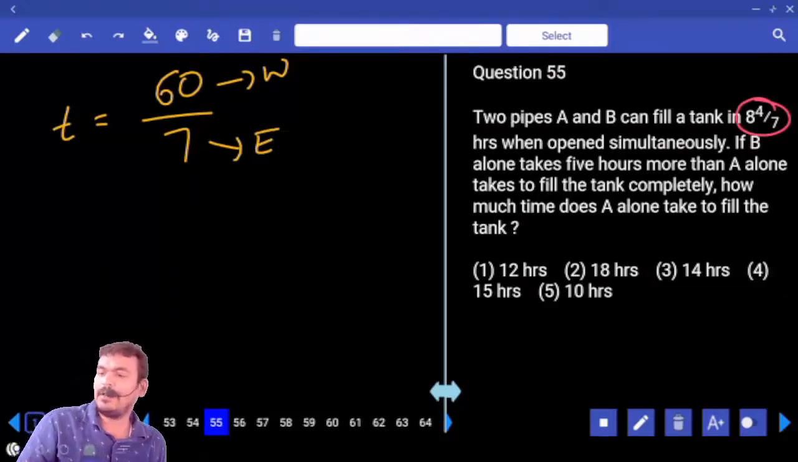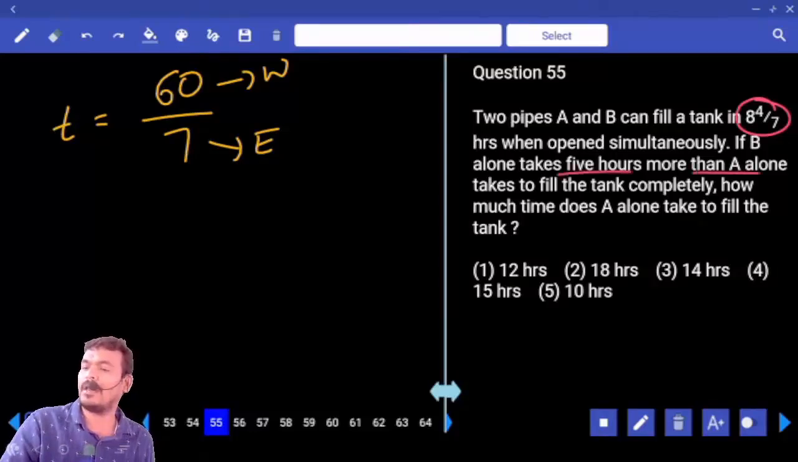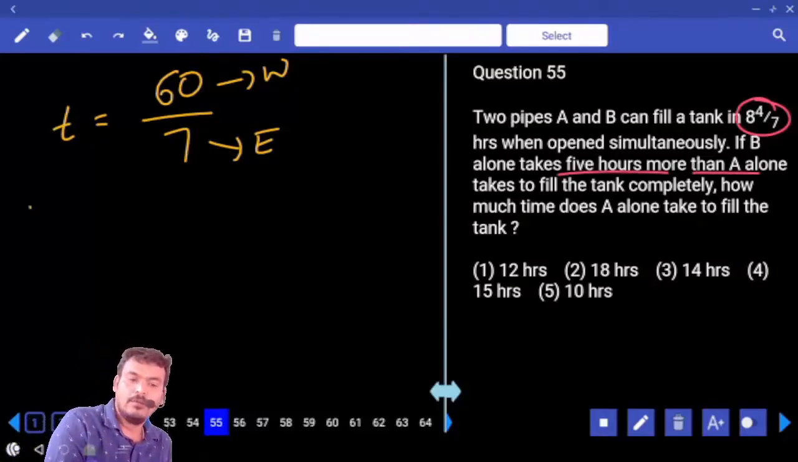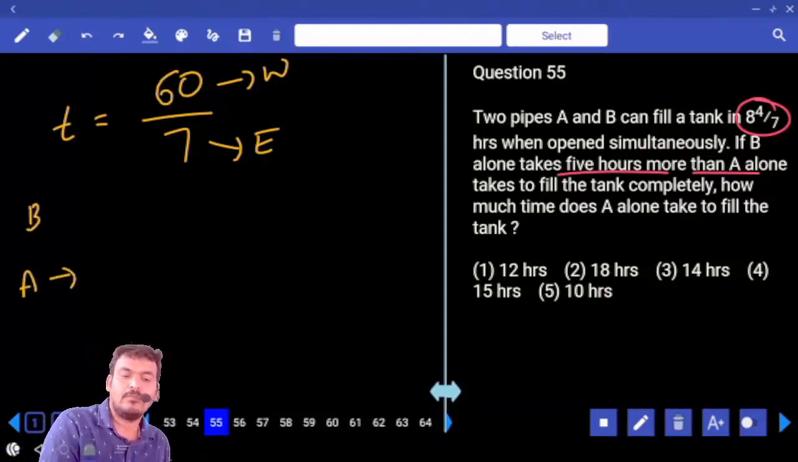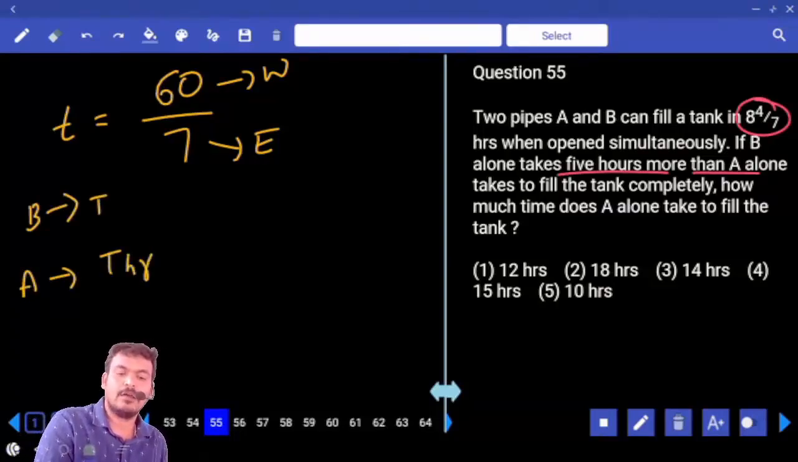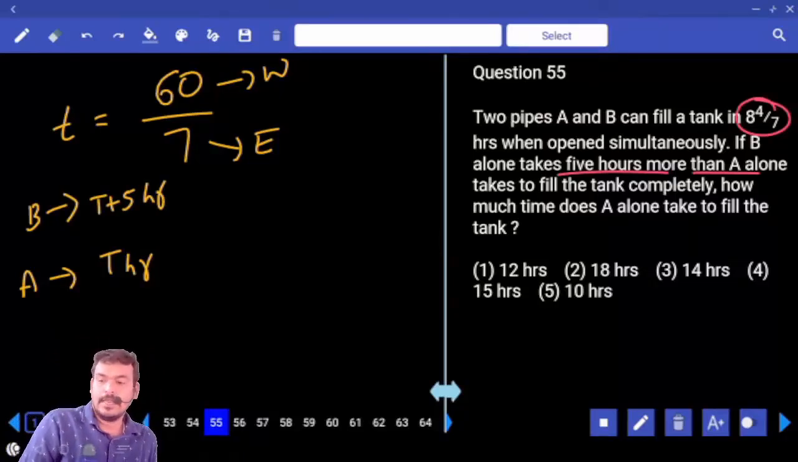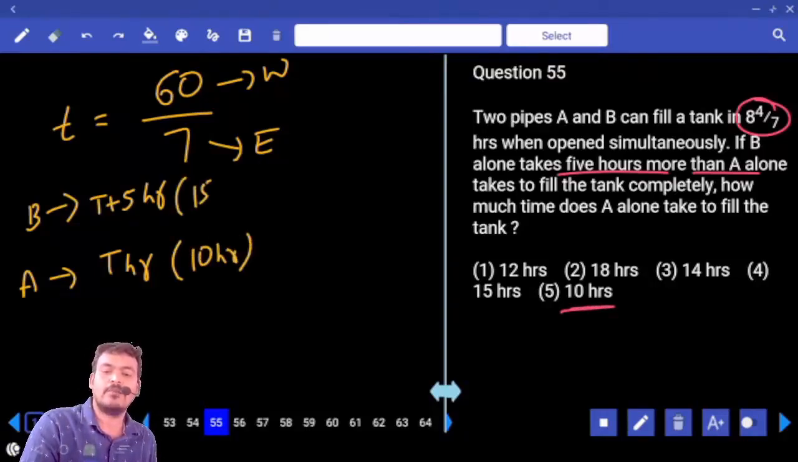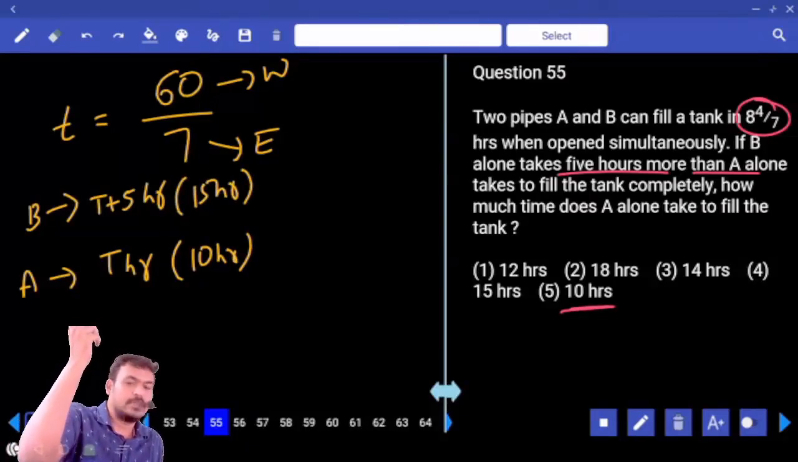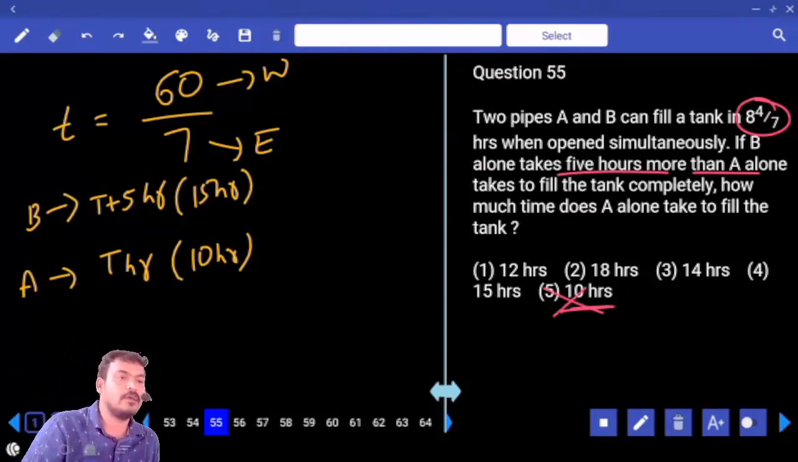Then verify the options. We get the answer easily, or not? Okay. Here, B's time compared to A's time, how many hours are more? 5 hours. Suppose A is T hours, then B is T plus 5, or not? Okay, what is the fifth option? 10 hours. If A is 10 hours, then B is 15 hours. What is the LCM of 10 and 15? 30. But we required LCM value 60. Means the fifth option satisfies? No.